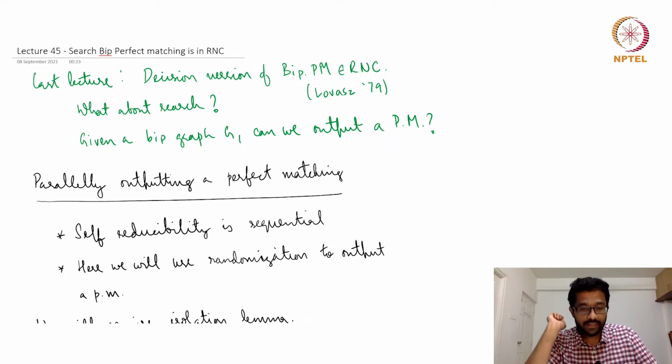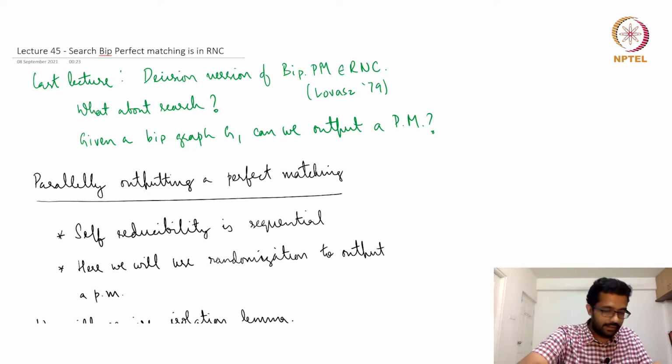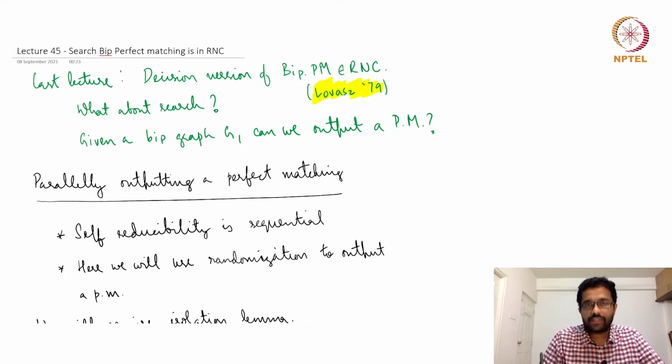One thing that I want to say here is that there are other algorithms in the serial world to decide and even output a perfect matching for both bipartite as well as general graphs. But the speciality of this algorithm is that this is doing the same thing in a parallel setting. And another thing that I did not mention last time is that the algorithm that I described in the previous lecture was by Lovász in 1979. So in today's lecture, we will see how to output the perfect matching.